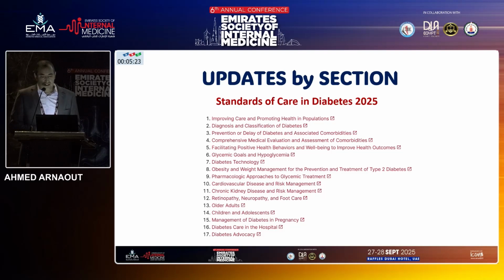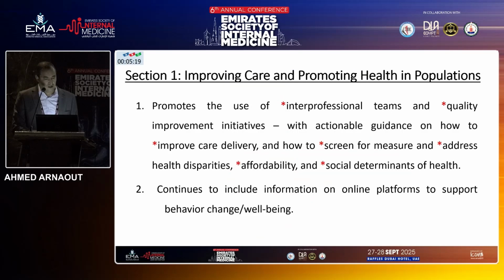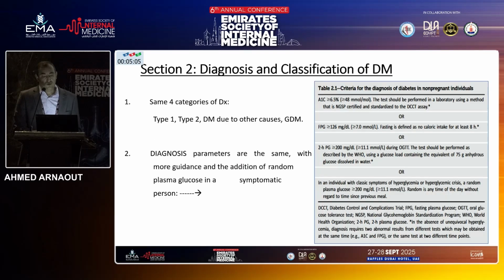These are the 17 sections for diabetes care. Section number 1 is about improving care, to promote the use of interprofessional teams and quality improvement initiatives, and continue to include information on the online platform to support behavior change and well-being. Section 2, for the diagnosis: we still have the same 4 categories for diabetes: type 1, type 2, diabetes due to other causes, and gestational diabetes.